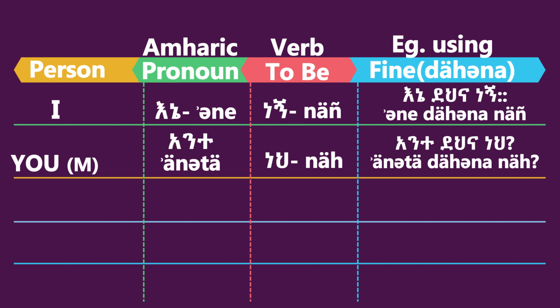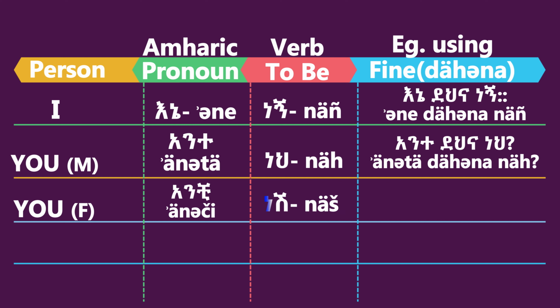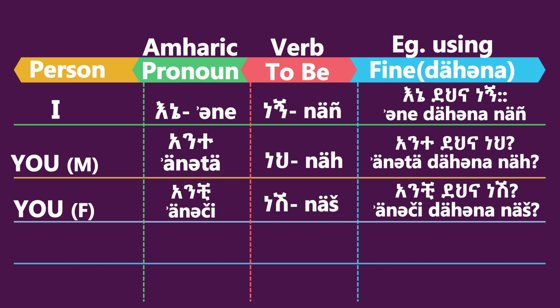The second type of Amharic pronoun, which corresponds to the English pronoun you when it is used to indicate female gender, is አንቺ. The verb መሆን in this case becomes ነሽ. Example, አንቺ ደህና ነሽ, which translates to are you fine? And now the pronoun you is used to imply female gender. That's why we use አንቺ.